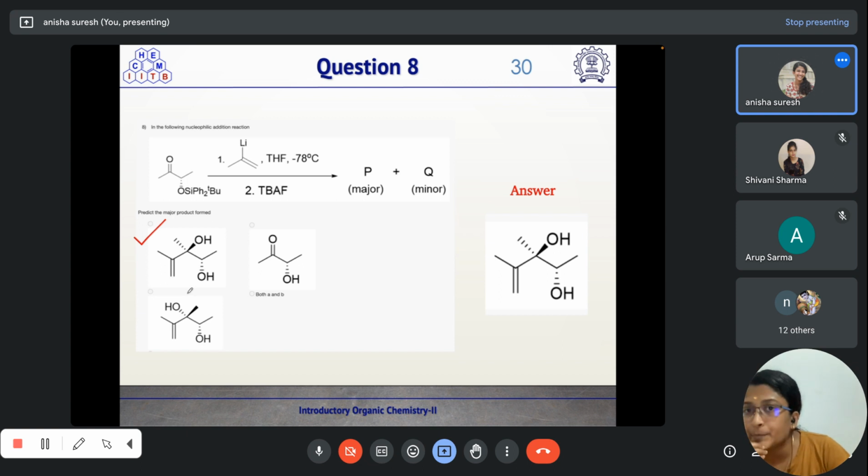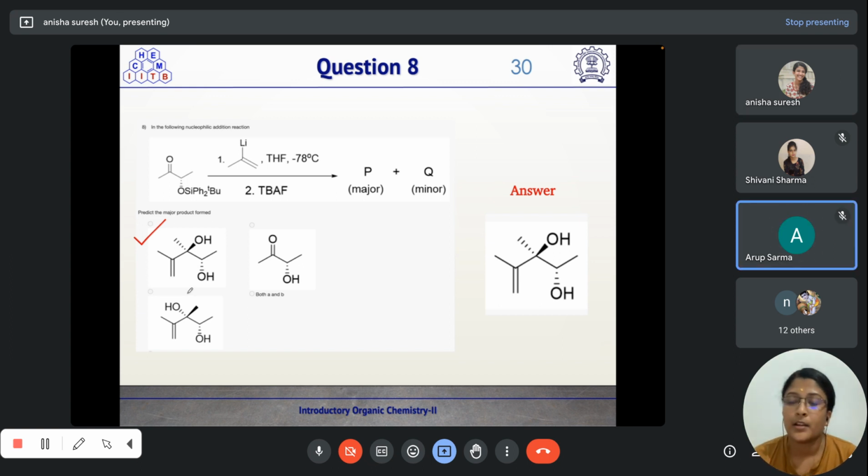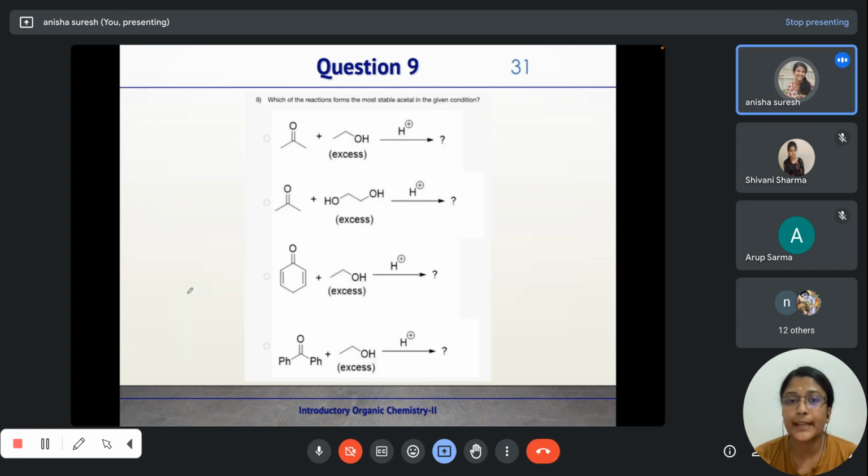Mechanism is clear? You can try out working the mechanism again and again, then it will be thorough. Any doubts regarding the product? No, ma'am. Okay. Now we will move to question number 9.